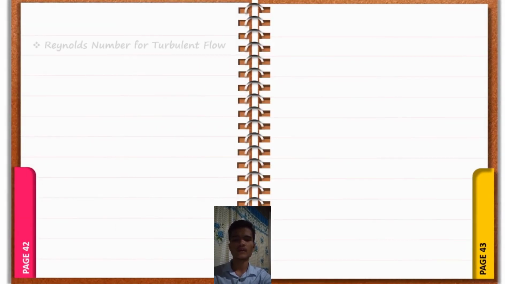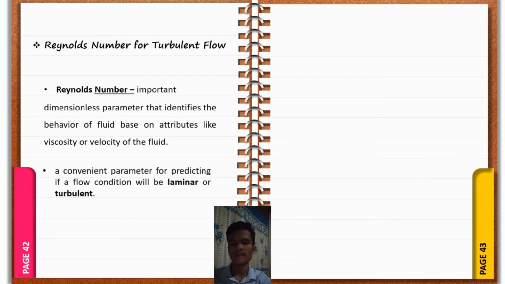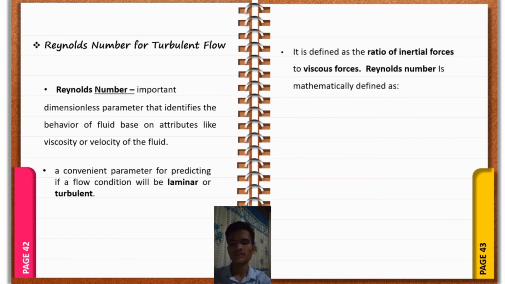And finally, we will be moving on to the Reynolds number for turbulent flow. So, what is a Reynolds number? The Reynolds number is an important dimensionless parameter that identifies the behavior of a fluid based on attributes like viscosity or velocity of the fluid. It is also a convenient parameter for predicting if a flow condition will be laminar or turbulent. Also, it is defined as the ratio of inertia forces to viscous forces.